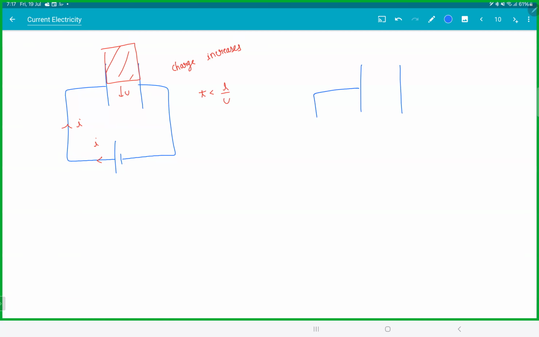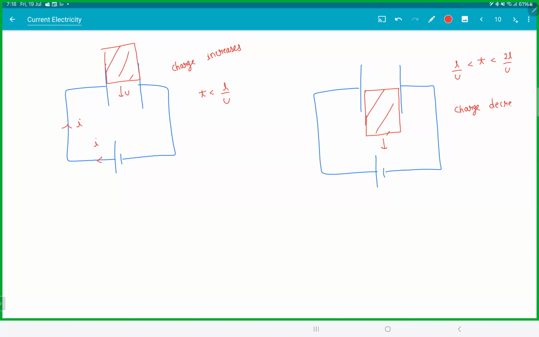Now, if you wait for enough time, this thing starts getting out of the capacitor. So the situation becomes like this, isn't it? This is for time between L by U and 2L by U. In this scenario, charge decreases. The current will go back into the battery. So current actually reverses sign.